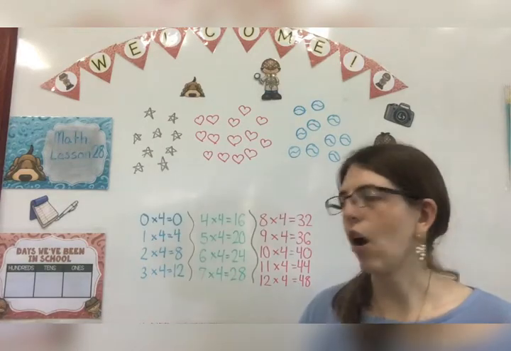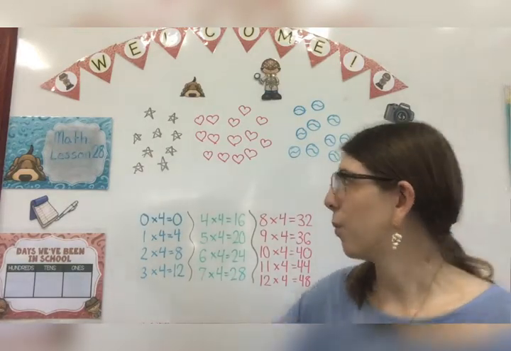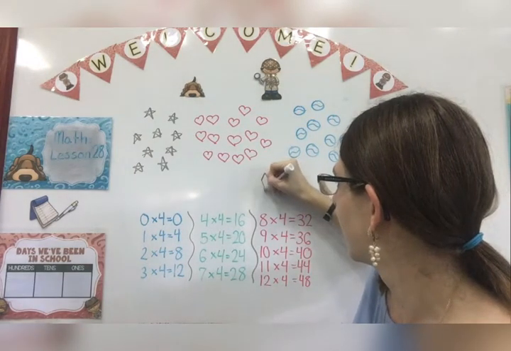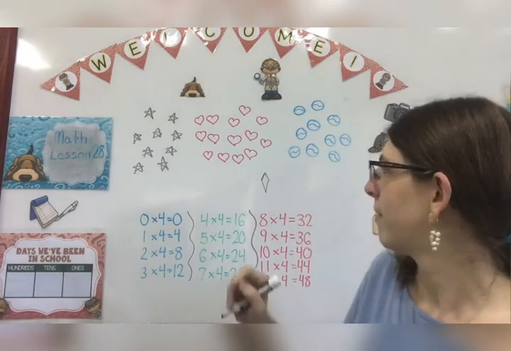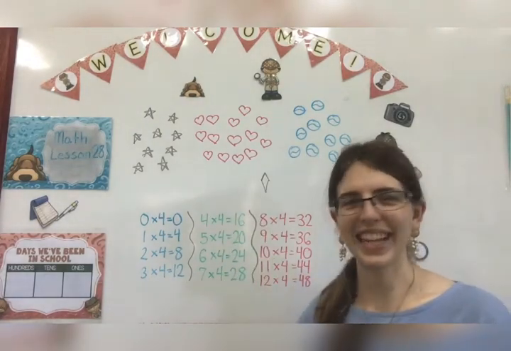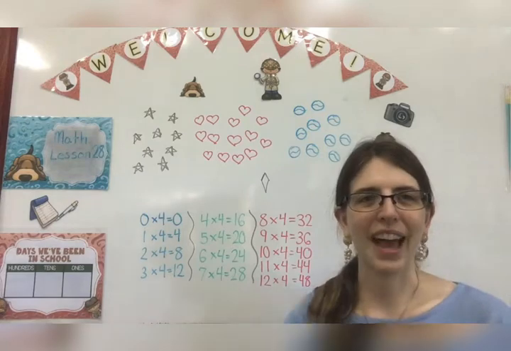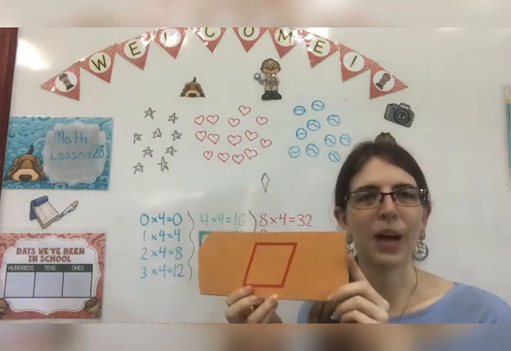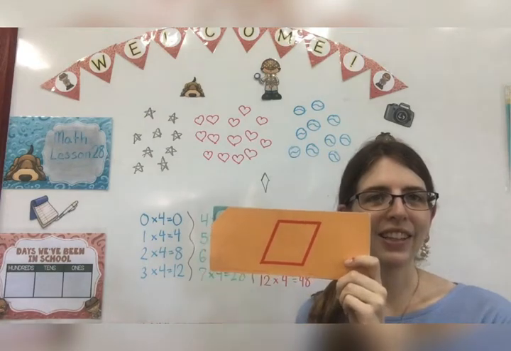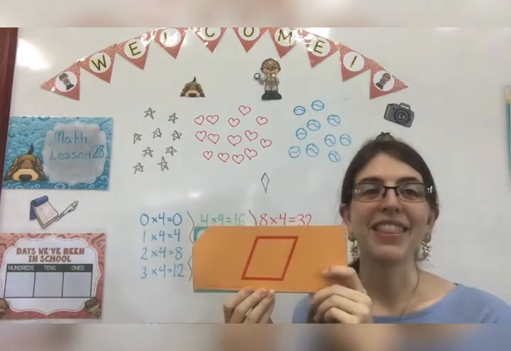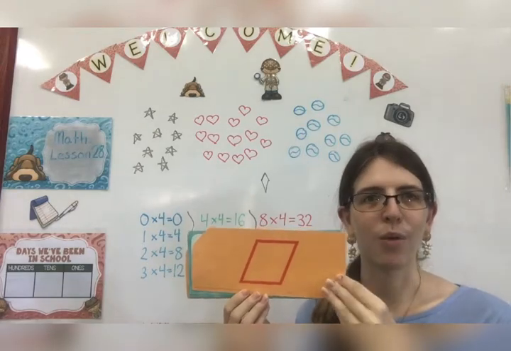Also, kite can also look like this, where the bottom is longer than the top. That's also a kite. Okay? So we have a diamond or a kite. Ooh, how about this one? Looks like a square that's been pushed over. This is a rhombus. Rhombus.